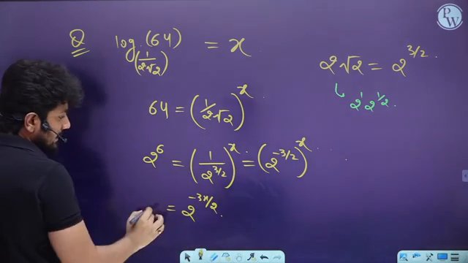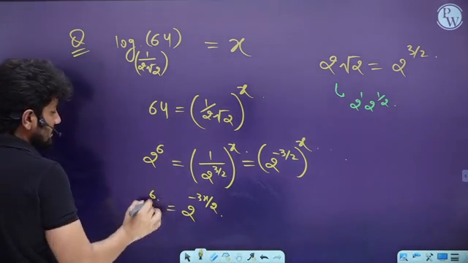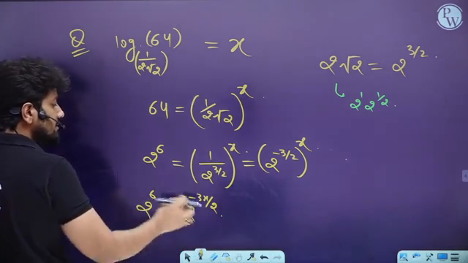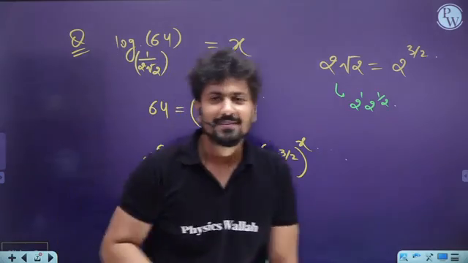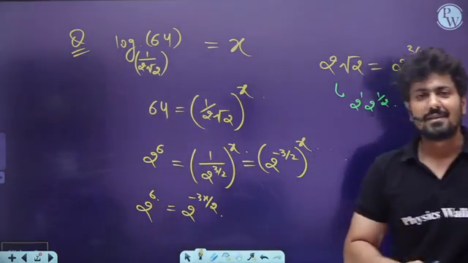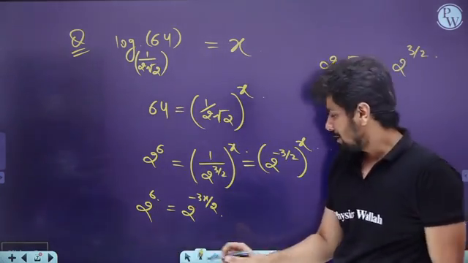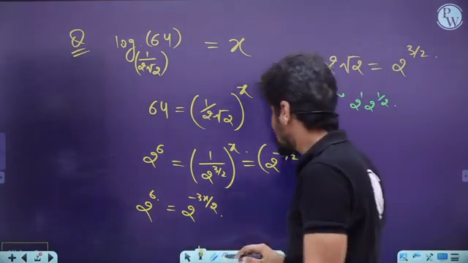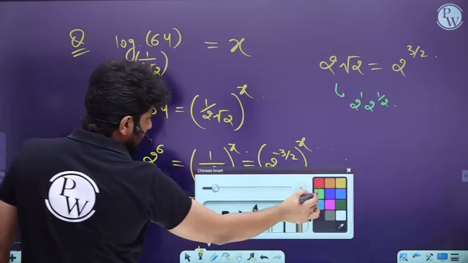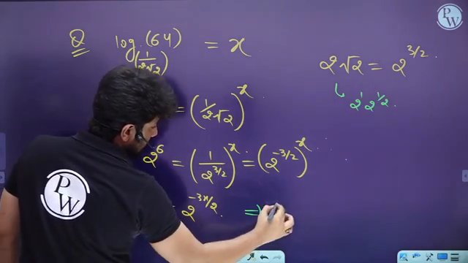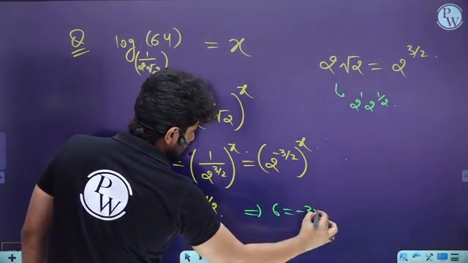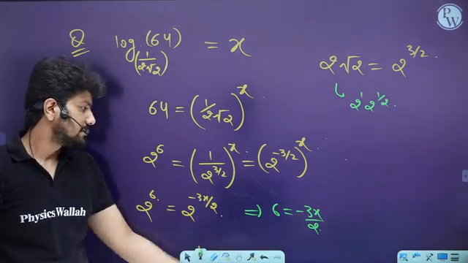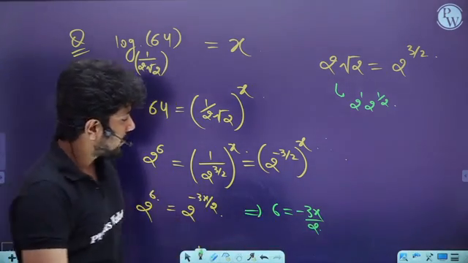This is the right hand side. The left hand side is 2 raised to the power 6. Now the base is the same, so we just need to equate the powers. The power on the left is 6, and the power on the right is minus 3x by 2. So it implies that 6 is equal to minus 3x by 2. Equate the powers.